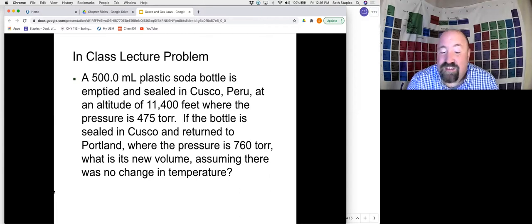As another thing to think about, you'll sometimes see in gas law problems information that you actually don't need. For instance, in this one, it doesn't matter for the calculation that we're at an altitude of 11,400 feet. This isn't something we're going to use. This is just to illustrate that at higher elevations, we have lower air pressure. So, like I said, pause the video, apply Boyle's Law, see what you can get. Hopefully you got 312.5 milliliters.